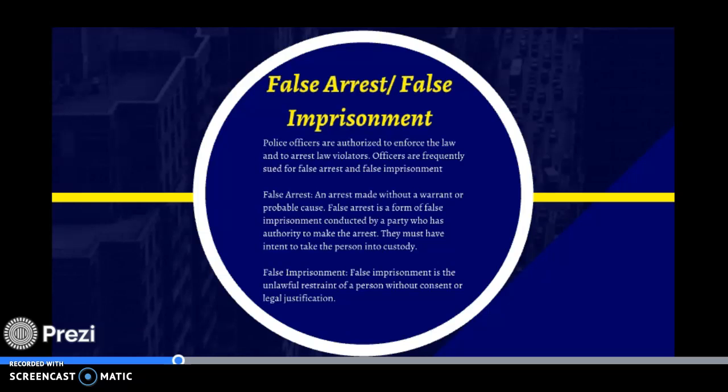The definition of false arrest is an arrest made without a warrant or probable cause. False arrest is a form of false imprisonment conducted by a party who has authority to make the arrest. They must have intent to take the person into custody. The definition of false imprisonment is the unlawful restraint of a person without consent or legal justification.